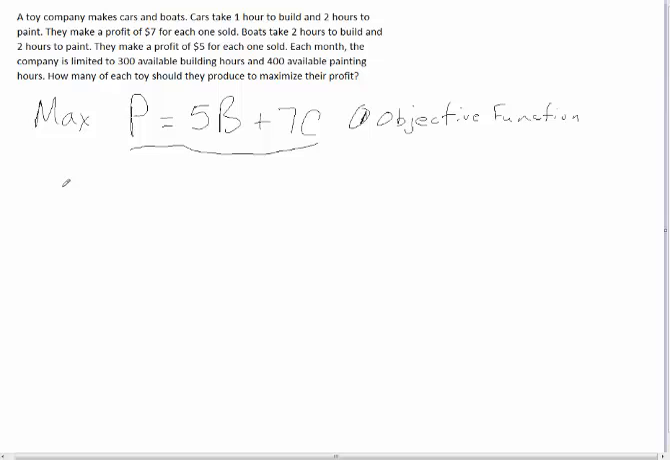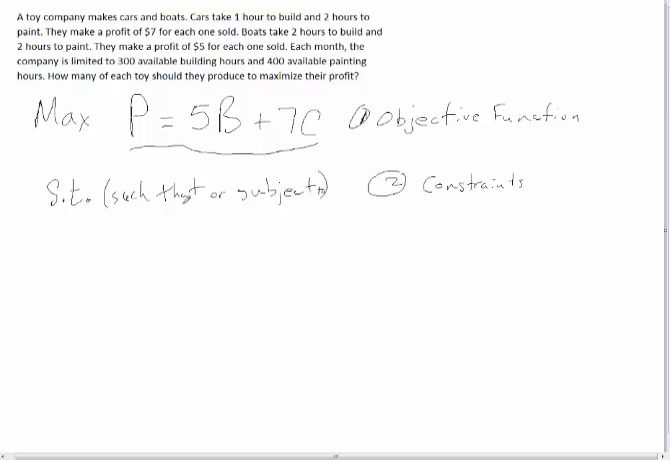The second thing we're going to do, and I'll do it this fancy way, I want to maximize profit subject to some constraints. So we've got an objective function. Now we want to come up with constraints. So how are we constrained?